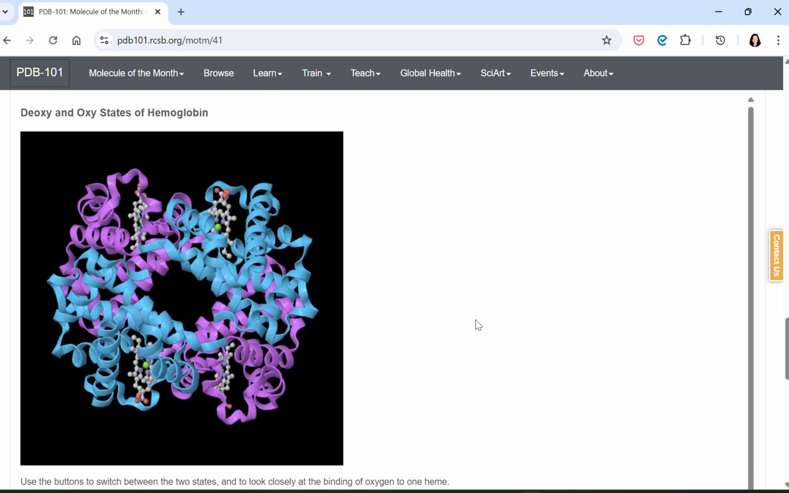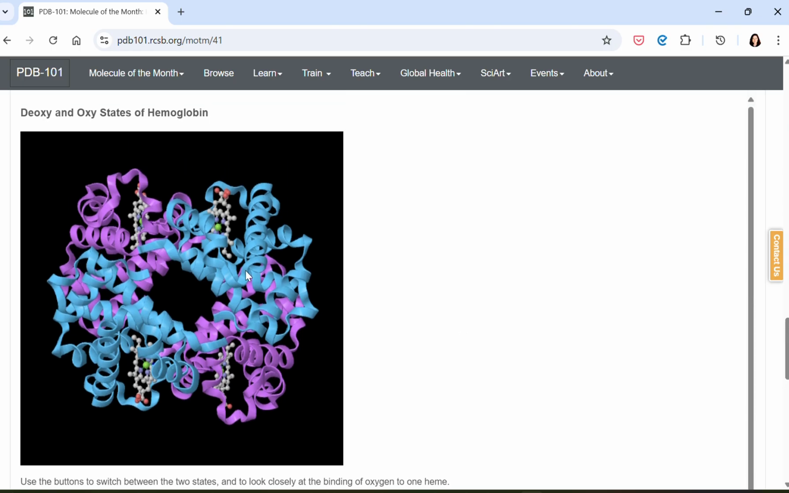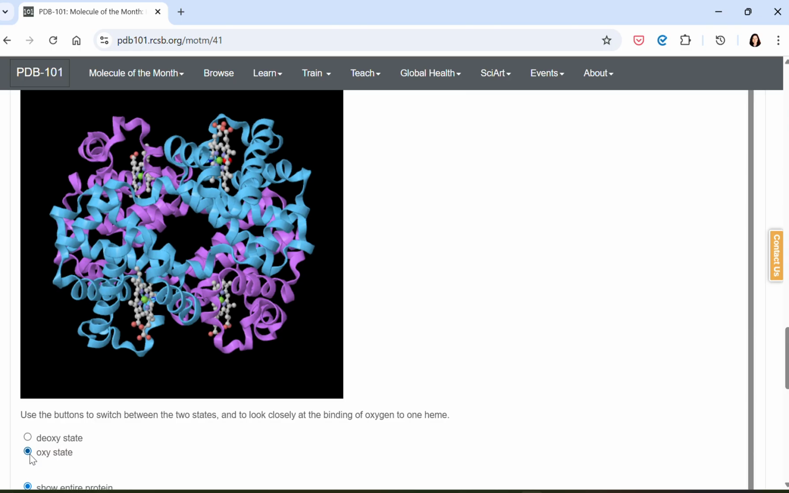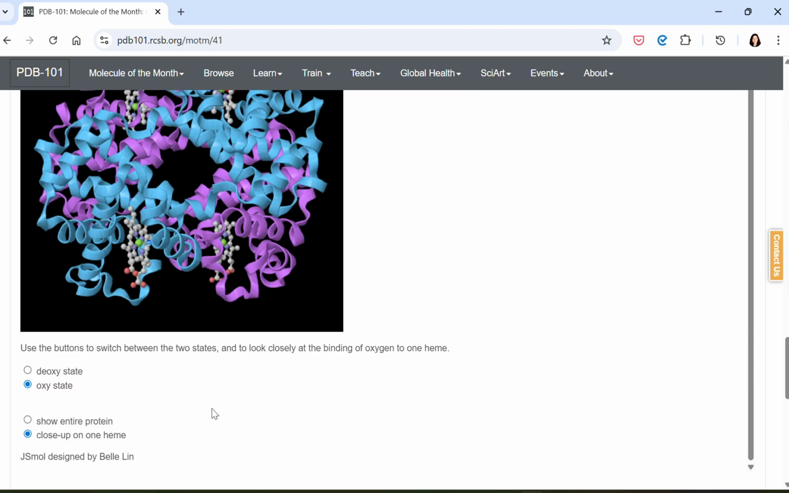So here we have the deoxy and oxy states of hemoglobin. First of all, we have the structure. The two alpha chains and two beta chains are here, and in each of them there's a heme group with an iron in the middle. And now this is in the deoxy state, in which oxygen is not bound, and here it is in the oxy state. It's not very clear, so we will choose a close-up on one heme.